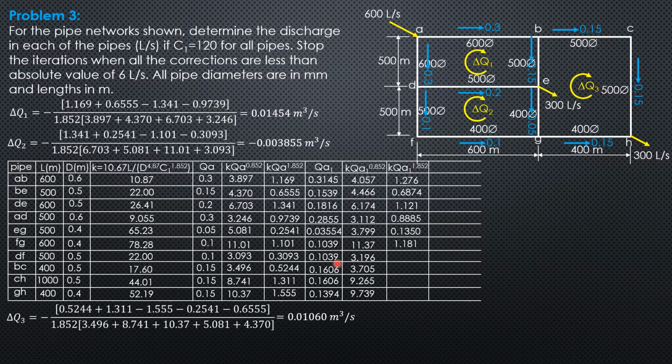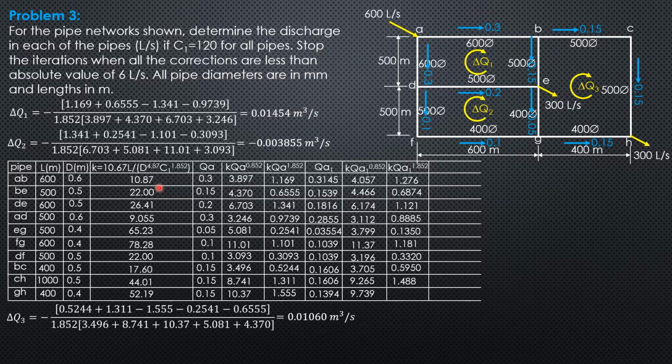22 times 0.1039 to the 0.852, 3.196. 17.6 times 0.1606 to the 0.852, 3.705. 44.01 times 0.1606 to the 0.852, 9.265. 52.19 times 0.1394 raised to 0.852, 9.739.